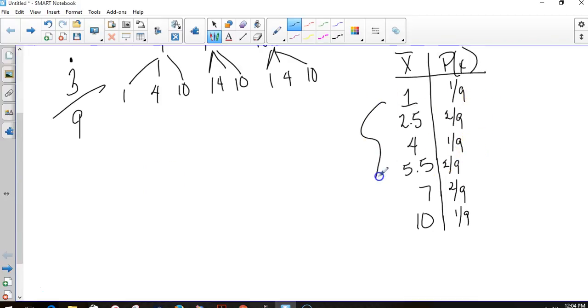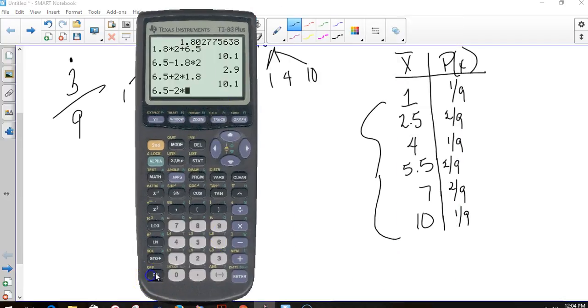So I have all of these means. If I take these and I find the mean of this table like we did in chapter 5, I go into stat edit. I put 1, 2.5, 4, 5.5, 7, and 10. And then 1 came out 1/9, 2/9, 1/9, 2/9. MyMathLab will tell you, or MyLabsPlus will tell you, that it needs to be in numerical order. It does not really need to be in numerical order, but there's not a ton of numbers, so it's pretty easy to do.